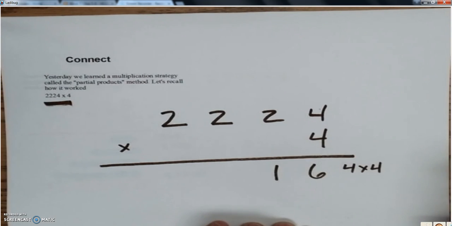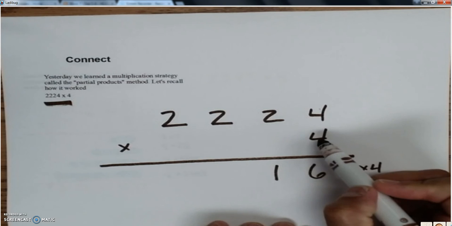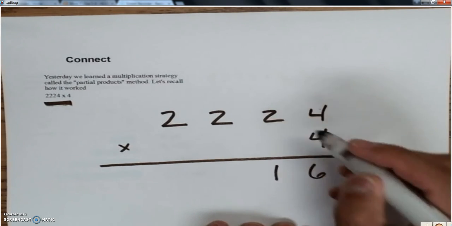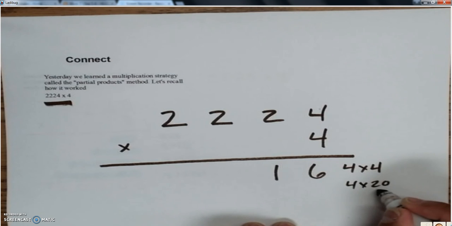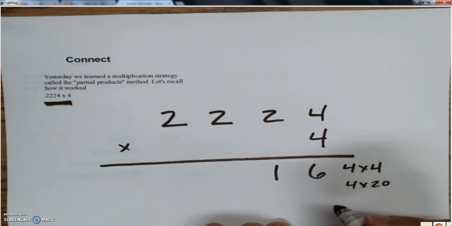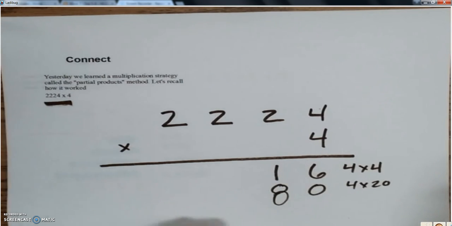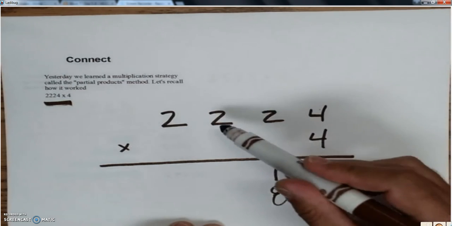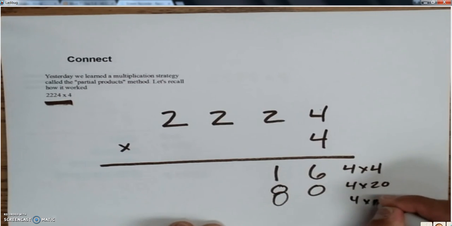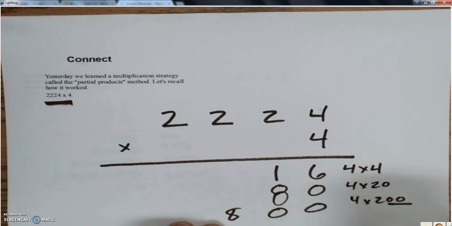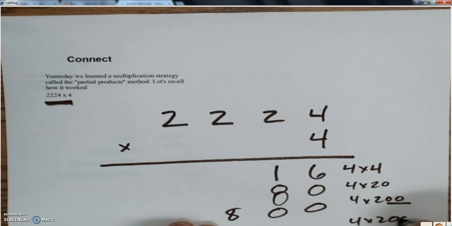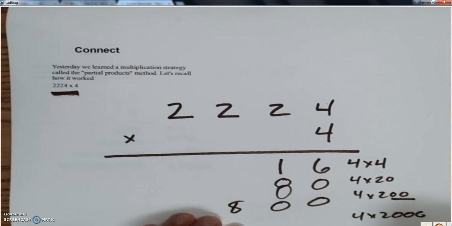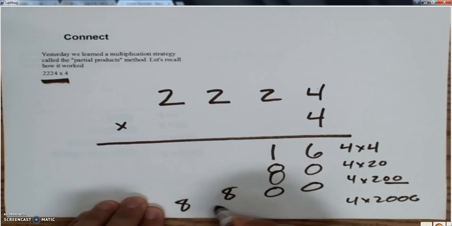which is 16. My second partial product is 4 times 20, not 220, because it's in the tens place. 4 times 2 is 8, which means 4 times 20, because of that 0, is 80. My next partial product is 4 times 200. That 2 is in the hundreds place. 4 times 2 is 8, plus my 2 zeros makes 800. And my last partial product is 4 times 2,000. 4 times 2 is 8, with 3 zeros from my thousands.